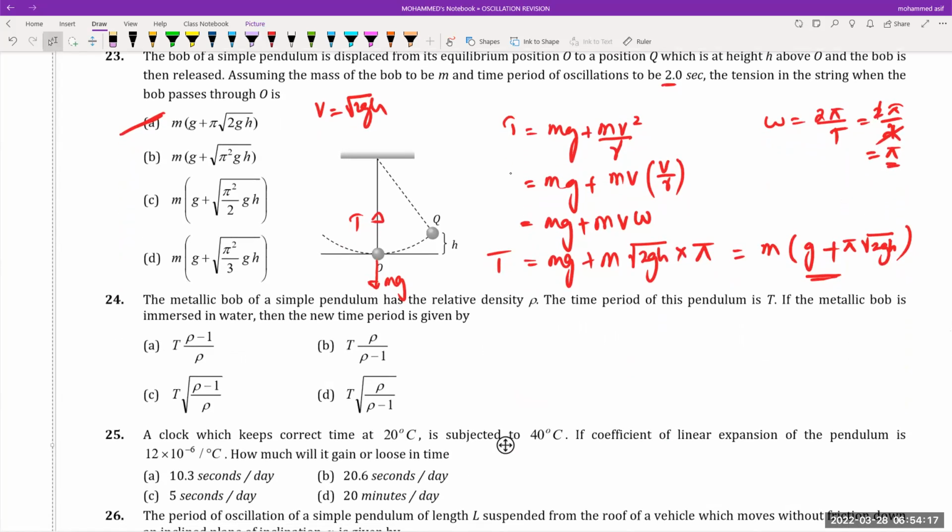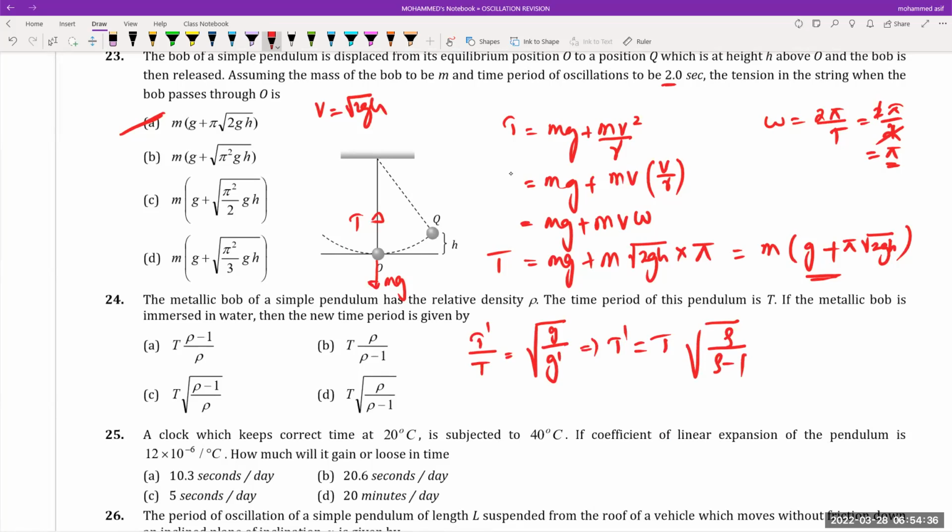ये वाला देखो बेटा, the metallic bob of a simple pendulum has a relative density rho. Time period of the pendulum is T. If the metallic bob is immersed in water, then new time period will be equal to how much? ये तो मैंने ऑलरेडी आपको बता चुका हूँ. T dash divided by T will be equal to under root of g divided by g dash. So T dash will be equal to T into under root of rho divided by rho minus 1. Direct question.